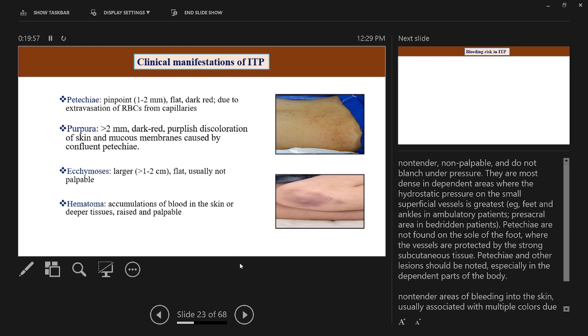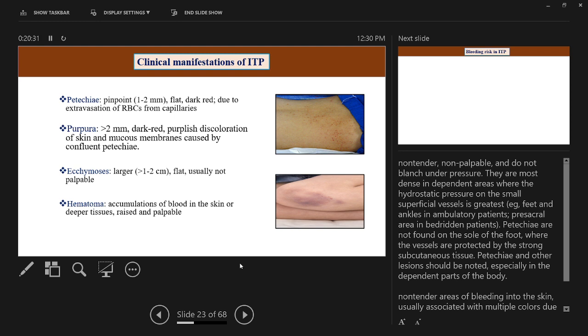In the clinical manifestation, as we have seen, petechiae are pinpoint flat dark red lesions due to the extravasation of the RBCs from the capillaries. Most commonly, when you do a physical examination, try to focus on the lower limbs in these patients, because petechiae are formed in the dependent areas like foot and ankle and not on the sole of the foot, because the subcutaneous tissue prevents the vessels from bleeding. Also in bedridden patients, these petechiae can be found in the presacral regions. So try to look for petechiae in these areas.